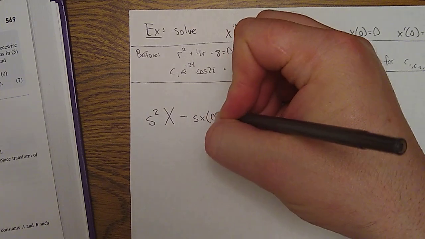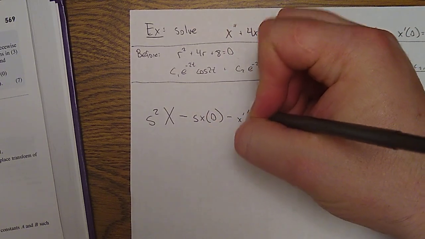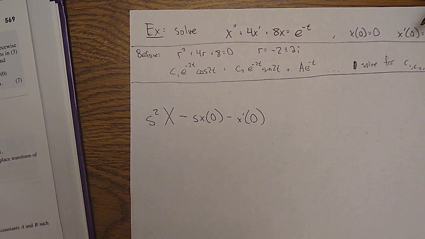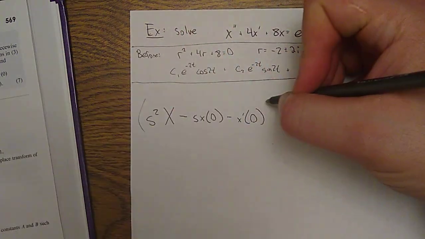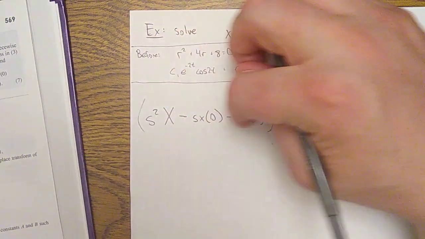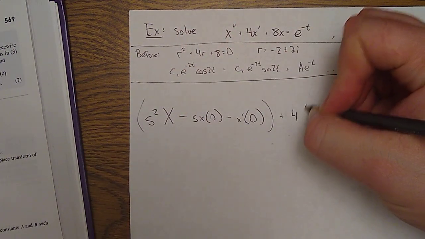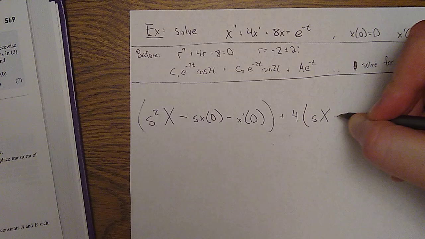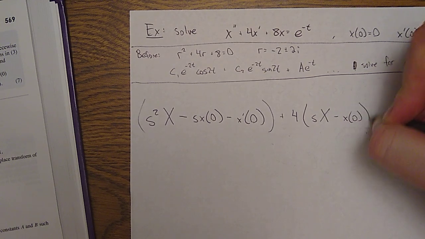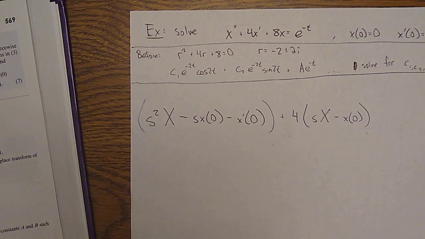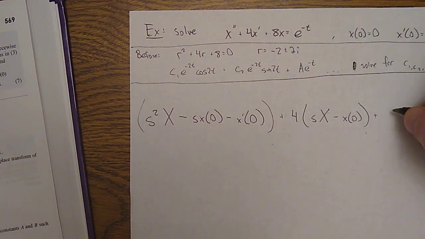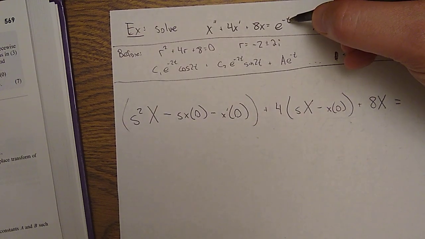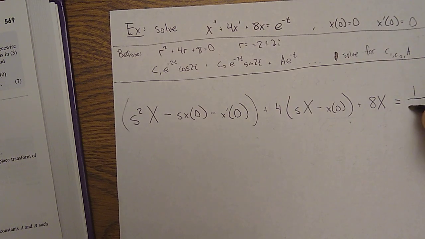Just so everybody can follow it, this is what it would be. Of course, these numbers are 0. I'm just writing them. So that's the Laplace transform of x double prime. The Laplace transform of x prime would just be s times X minus x of 0. The Laplace transform of little x is just big X. And then the Laplace transform of this is on our table. It would be 1 over s plus 1.